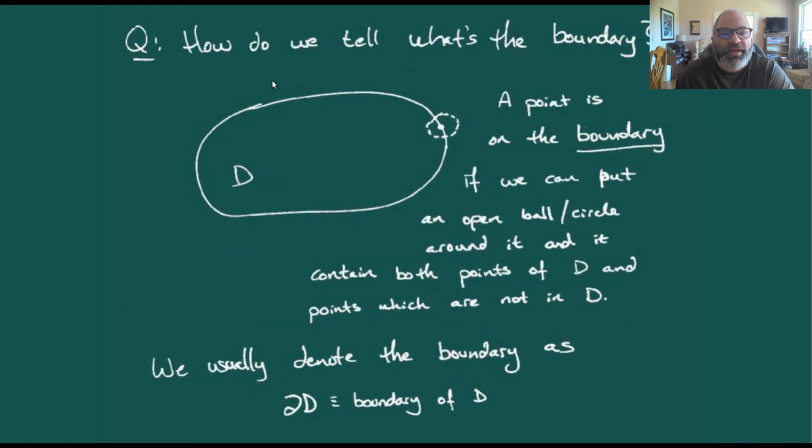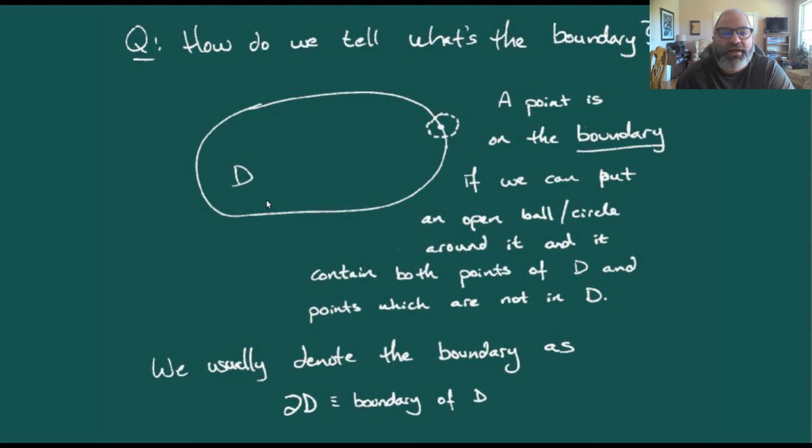And so what do we actually mean when we talk about the boundary of a region? Well, we can say that a point is on the boundary if we can put an open ball around it, and that open ball is going to overlap and contain points of D, but it's also going to contain points that are not in D. So you're right there on the edge. You get both. You get some of the inside, you get some of the outside.